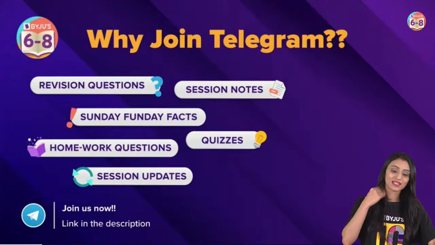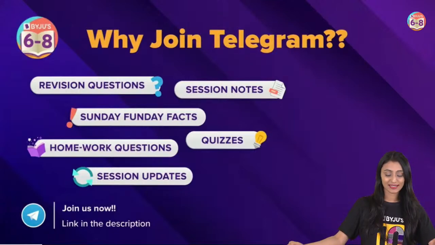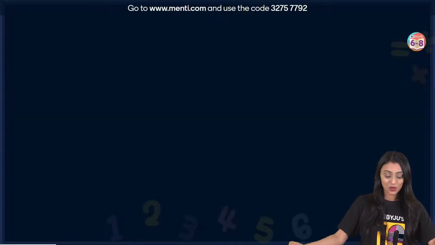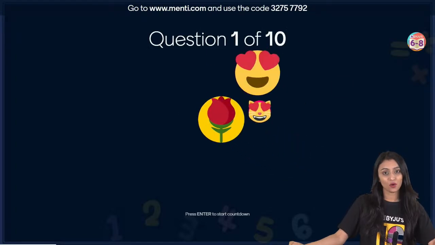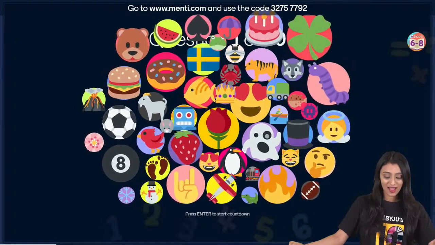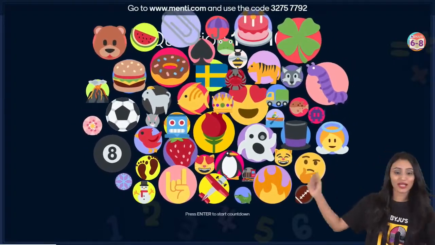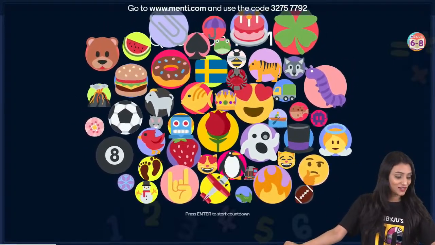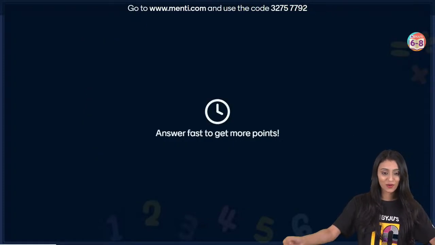All right, for now, let's not waste any more time here. Let's get started. So in all, we are going to have 10 questions in the Menti. I like these cute icons over here. Okay, so let's get started with our first question.